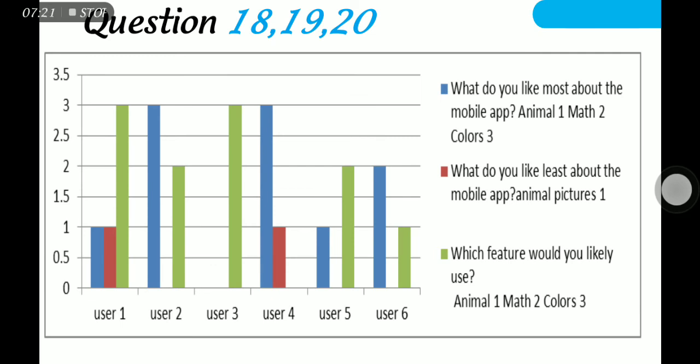What would you like the most about the mobile application? These are some suggestions. Some people say the animal portion needs improvement, some say math, and some say the color pictures need improvement. These are the card sorting techniques.